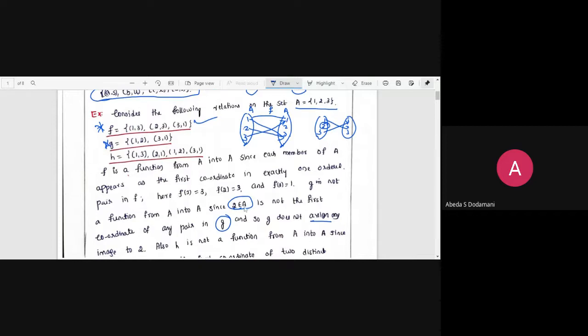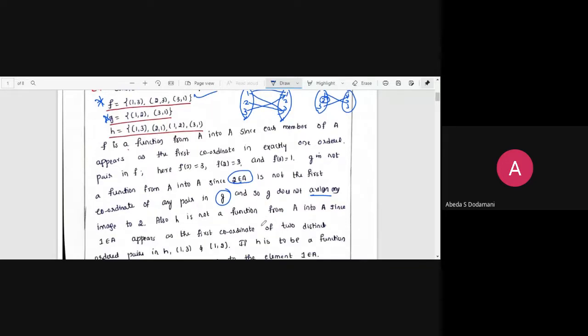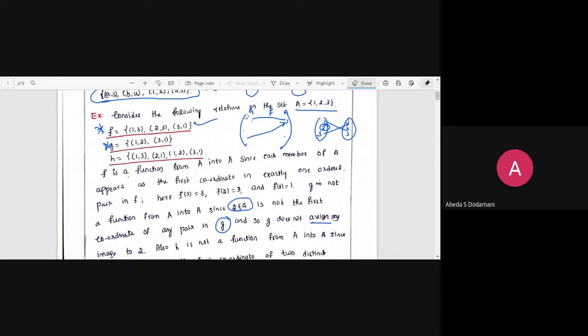So what about the H function, guys? Let me draw that H also and see what happens. This is again 1, 2, 3 and again 1, 2, 3. So 1 is going to 3, fine. 2 is going to 1, fine. 1 is going to 2 and 3 is going to 1.